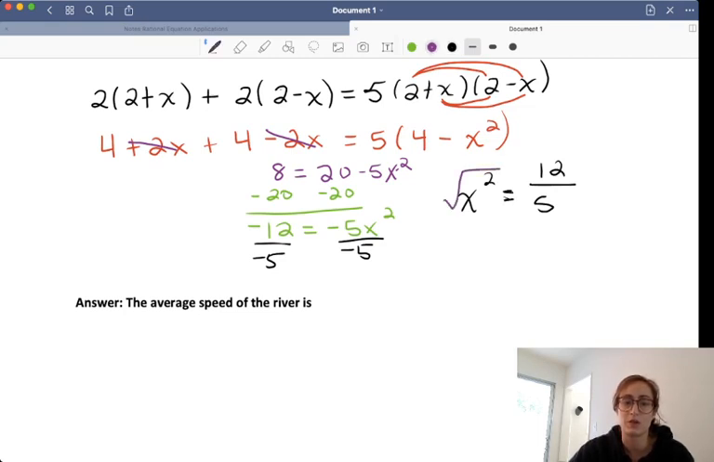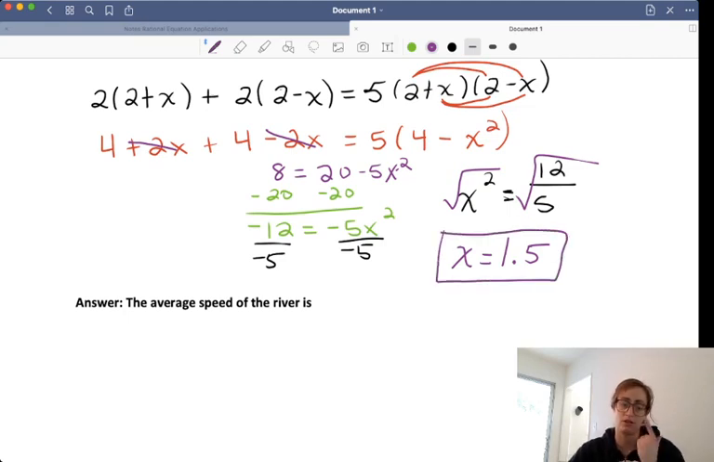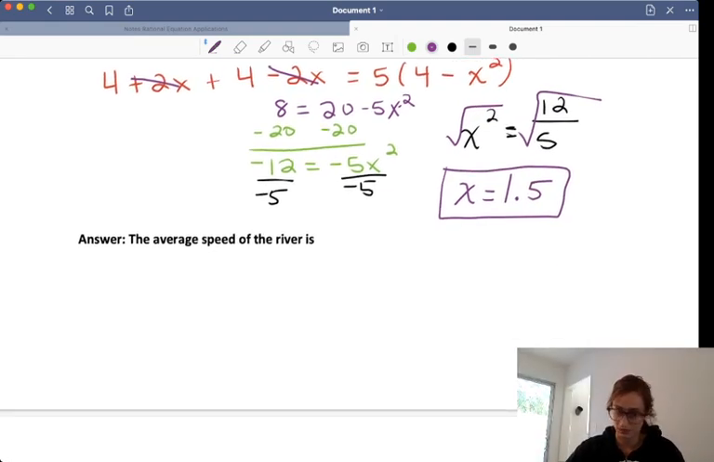And then the opposite of squaring is doing a square root. So at this point, you could put in your calculator the square root of 12 divided by the square root of 5, and you're going to get something pretty close to 1.5. Now we have to think, what does this mean in the context of the problem? This means that the average speed of the river is approximately 1.5 miles per hour.